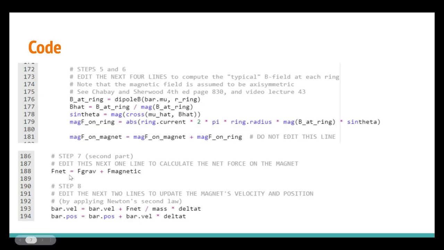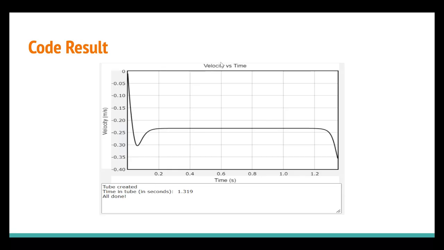And then the F net is the force of gravity plus the magnetic force, and we know that gravity is greater than magnetic, so the overall net force is slightly downward. And then with step 8, we find the bar magnet's velocity and position over time, which we use to make this graph, which gives us the velocity over time.